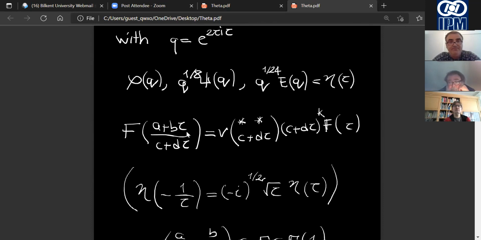Here, ad minus bc is 1, and a, b, c, and d are integers. What we call v is called a multiplier. It's a complex number whose magnitude is 1. k is the weight. In this case, these all have weight 1/2. And if you remember the classical formula, the Dedekind eta function has this transformation property.